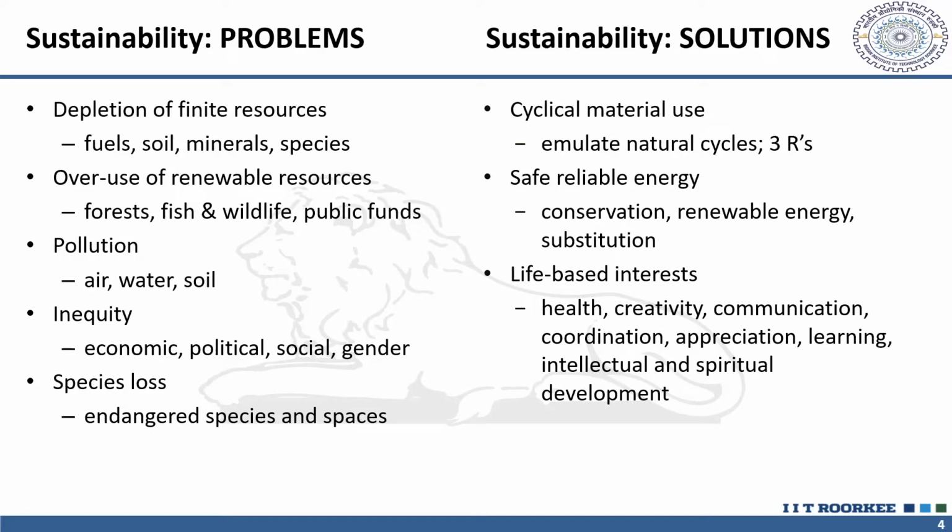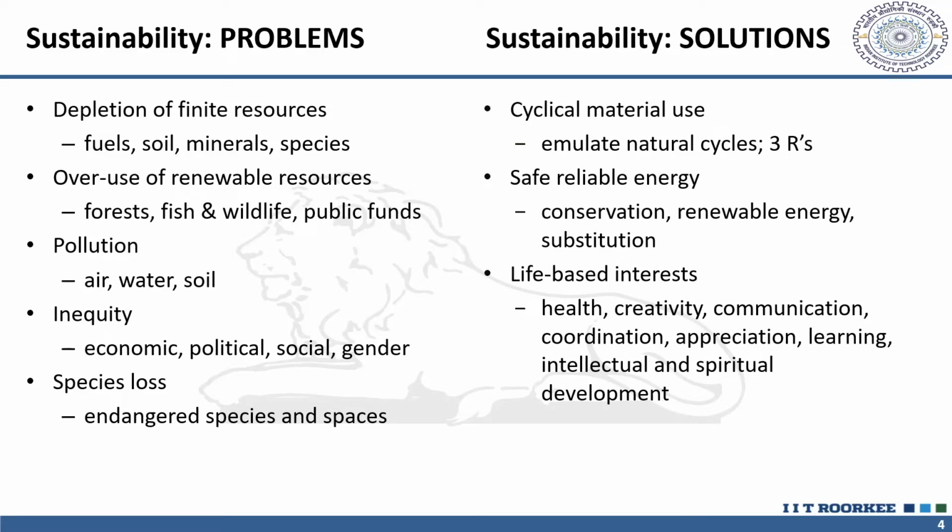So now what are the different solutions that can be adopted to solve these problems? We all know that there is a 3 R's rule where we can enhance the cycling of material regarding material use. Then we have to move towards non-conventional sources of energy. So this basically gives you an idea about the concept of sustainability, the problems and the associated solutions.